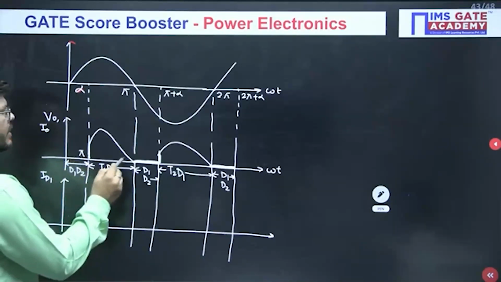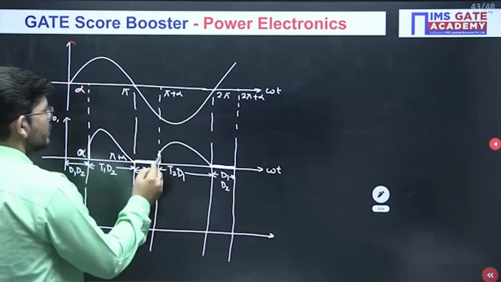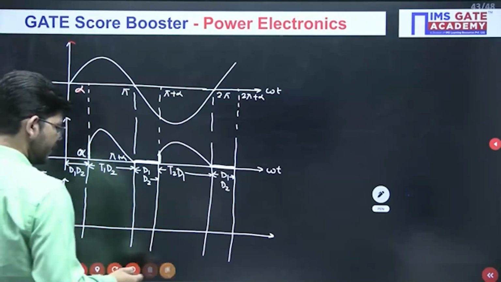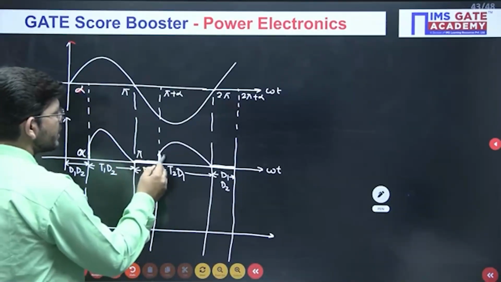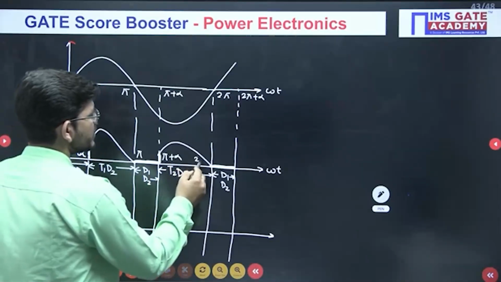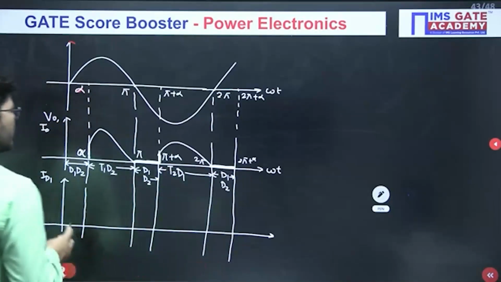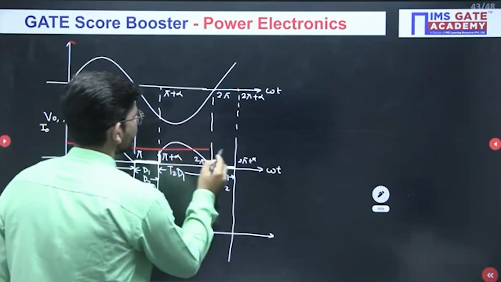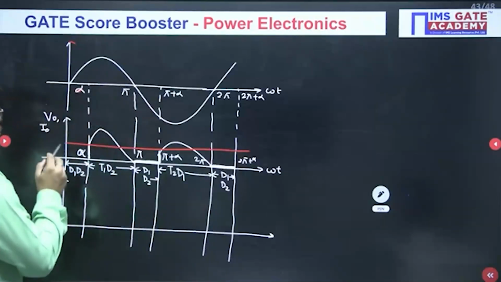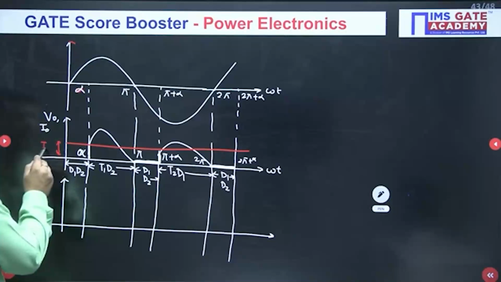So this is pi, this is alpha, this is pi plus alpha, this is 2 pi, and this is 2 pi plus alpha. And what about the output current? Output current is maintained constant throughout, with magnitude of I naught.